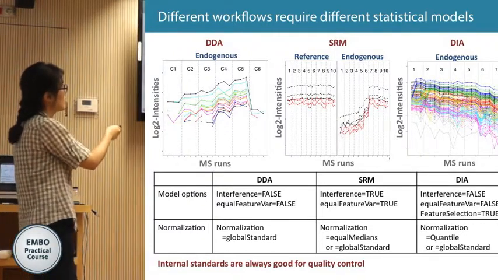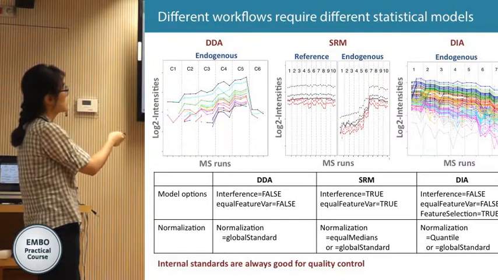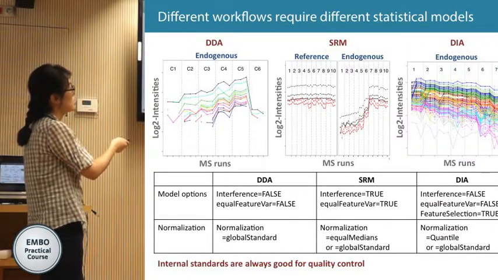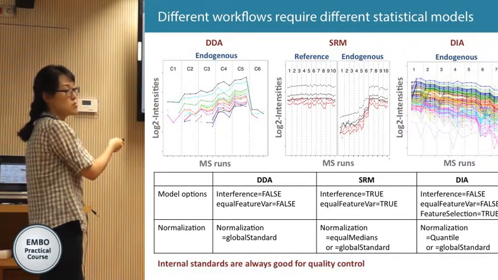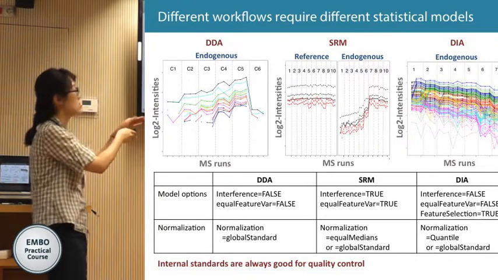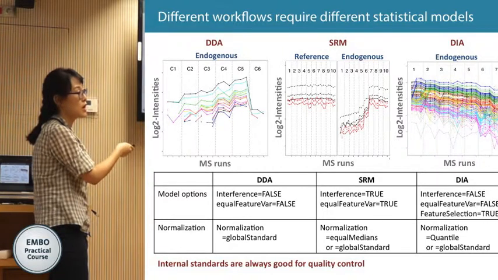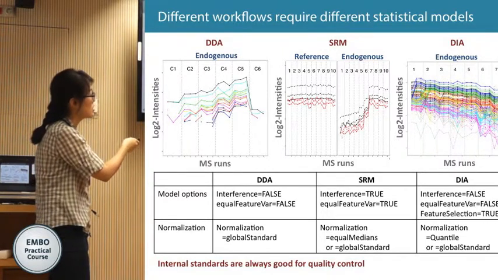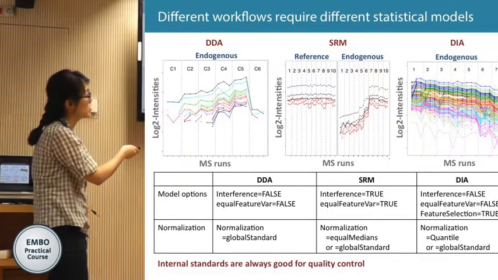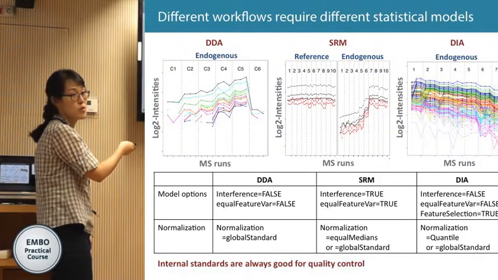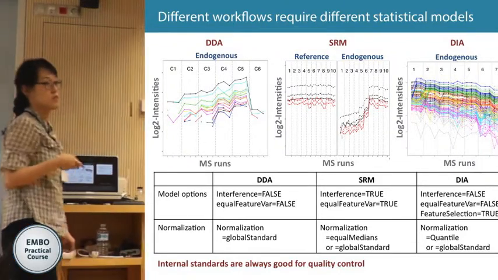And then for SRM, we have 2 panels, the reference one and the endogenous one, with relatively few missing values, and really consistent across the runs. In DIA cases, we have a really large number of transitions, and you can see there is really high variance for the lower abundance ones. So they have different characteristics.